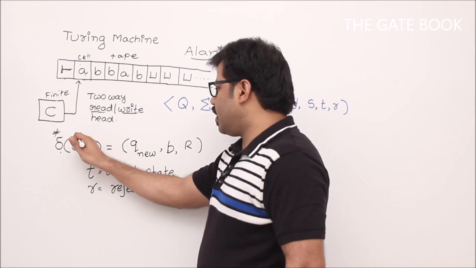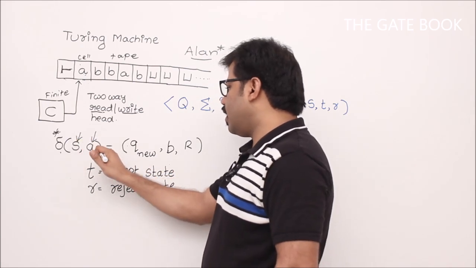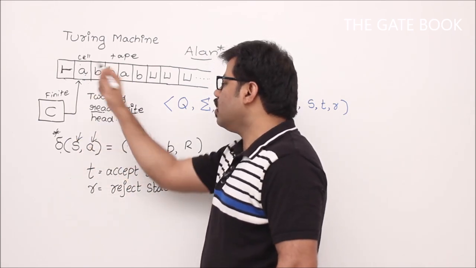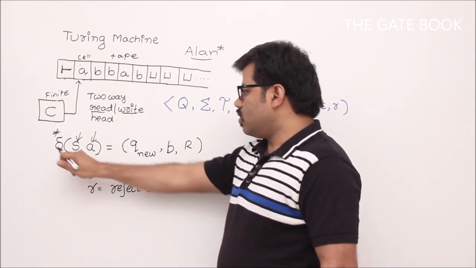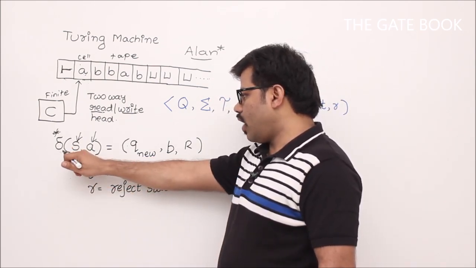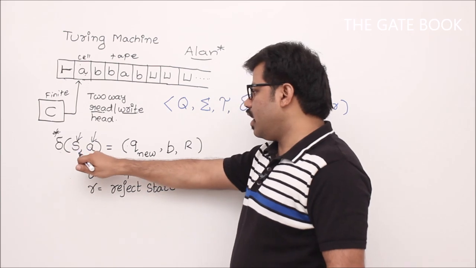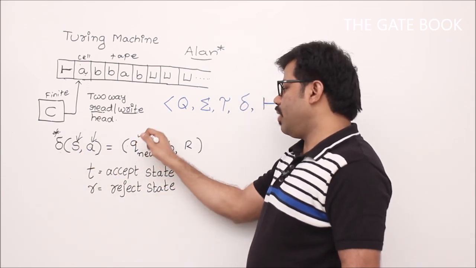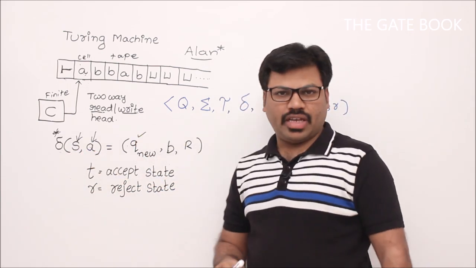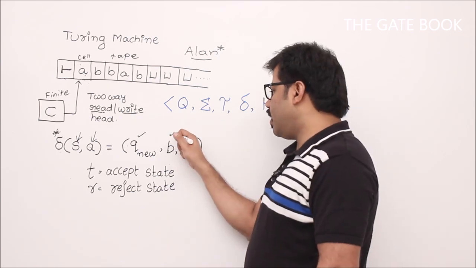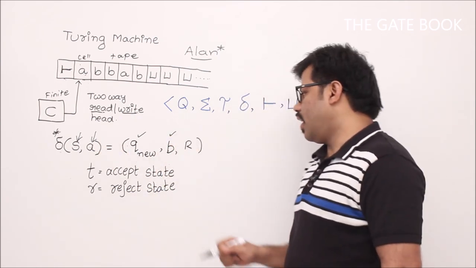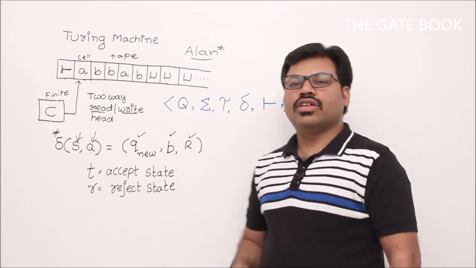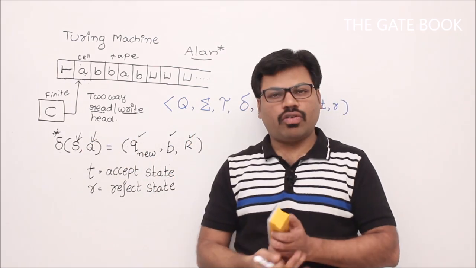This is, let's say, your state. This is your input symbol. Currently, this input symbol is under your read and write head. So this transition function says that when you have a behavior S and you are seeing input A, then we change our behavior. Let's call it Q, the new behavior, and we are manipulating that symbol A to B and we are moving right. So this is the action we are going to perform.